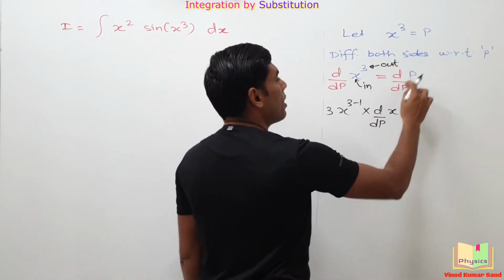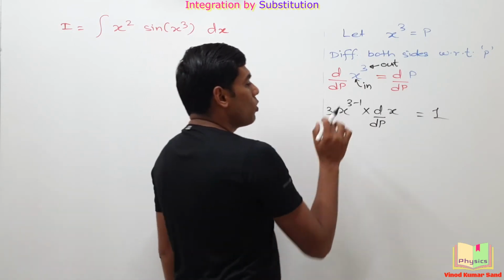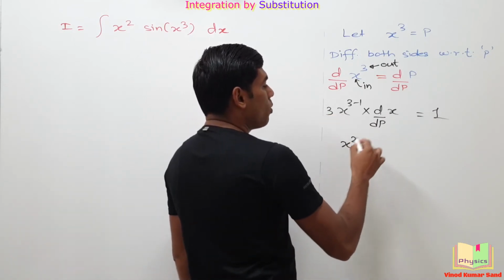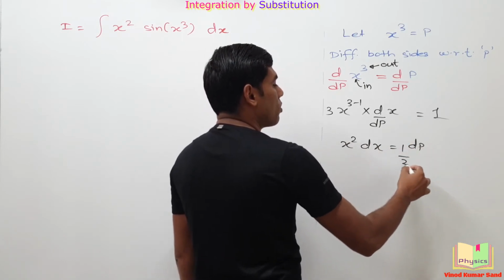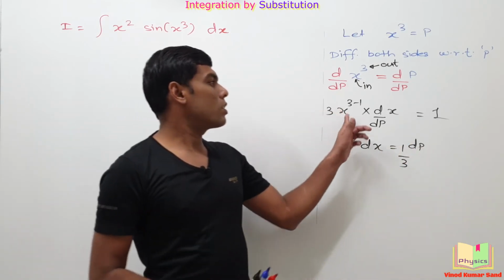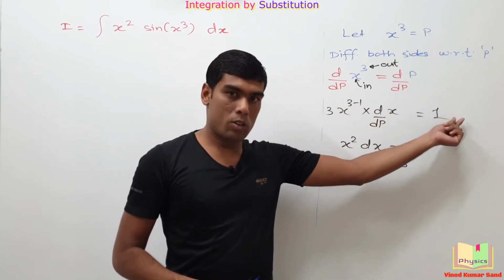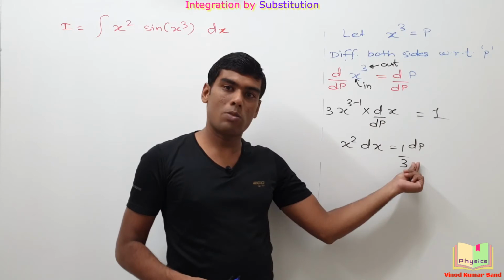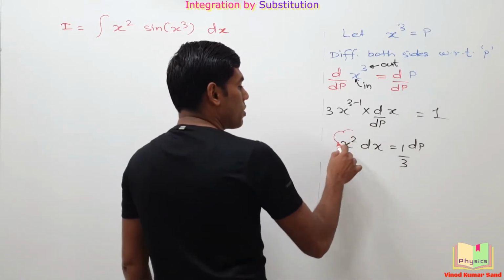Is equal to d by dp of p. Everyone knows the answer will be 1. So we are left here with x square dx is equal to dp by 3. Pay attention. And this is x square, this is dx. dp I have shifted to the RHS, as well as 3 also has been shifted to the RHS. Okay. See the advantage of this computation.